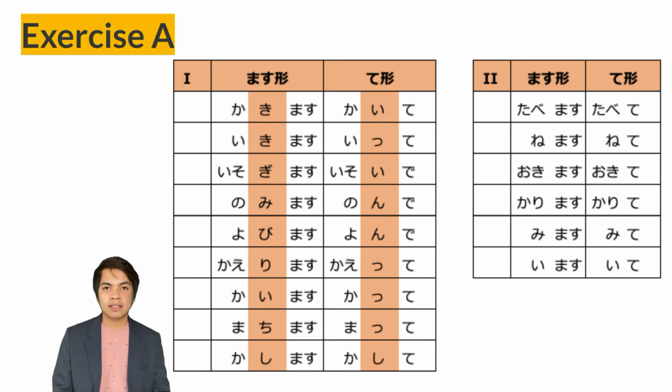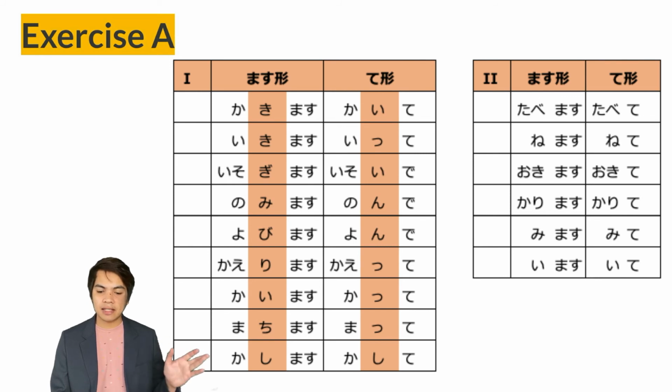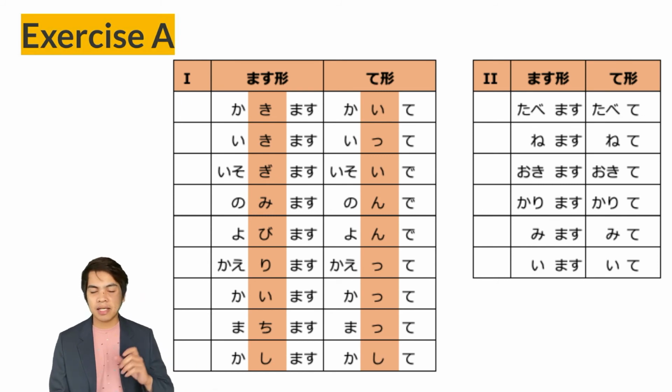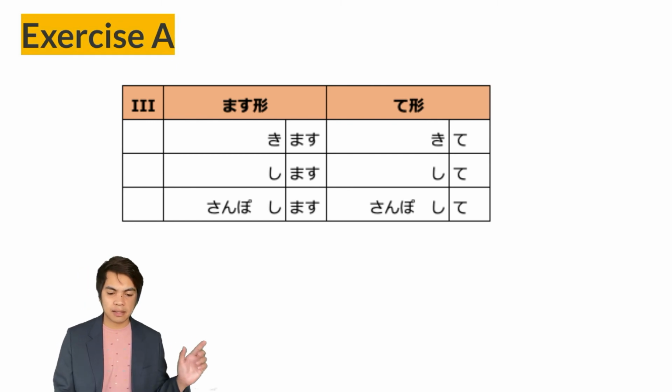Kashimasu, kashite. Now for the group 2 verbs, just simply remove mas and add te. For example, tabemas, tabete. Nemas, nete. Okimas, which is a special verb, remove mas and add te, okite. Karimas, also a special verb, remove mas and add te, karite. Mimas, mite. Imas, ite. Group 3 verbs, kimas, to come, the te form is kite. Shimas, shite. Sanpo shimas, sanpo shite.